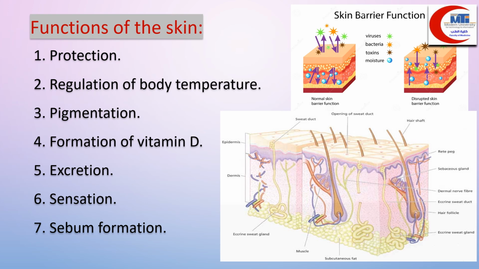Sensation, as it contains receptors in the epidermis like Merkel cells and free nerve endings, and receptors in the dermis like Meissner corpuscles, Pacinian corpuscles, and cold receptors. Also, it is important for excretion of waste products in sweat. Also important for thermoregulation by sweat, blood vessels, and fat in the hypodermis.